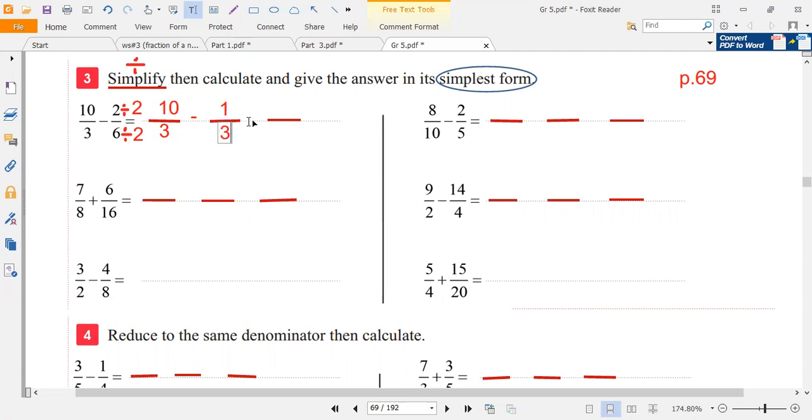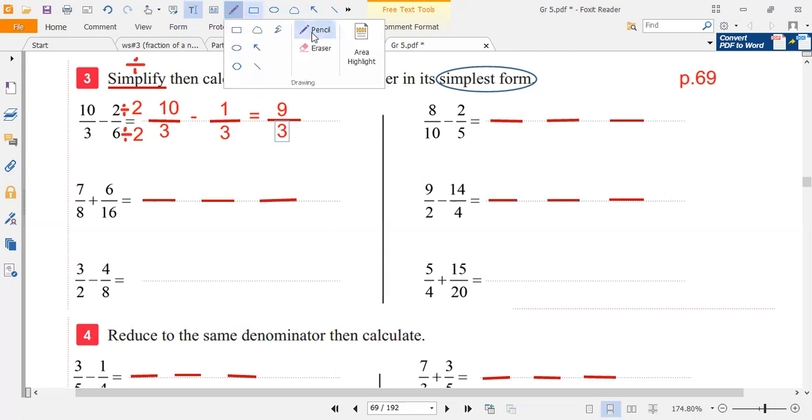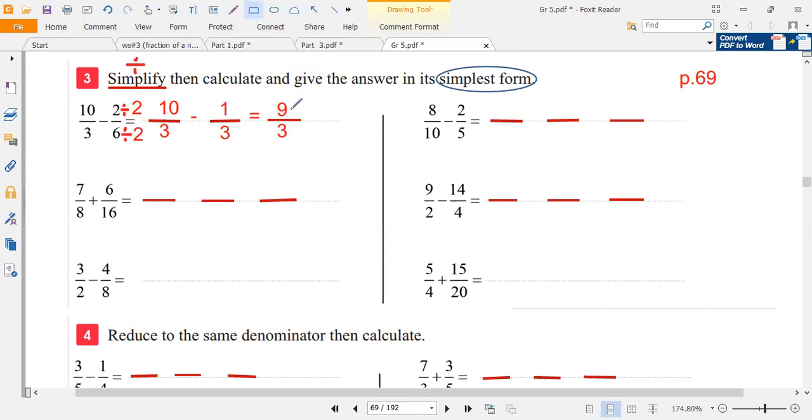Now the two fractions have the same denominator, so we subtract the numerators and we keep the denominator. 10 minus 1, 9. After we get the answer, we have to see if we can simplify the answer or not. We have 9 thirds, so we can simplify the answer by 3.